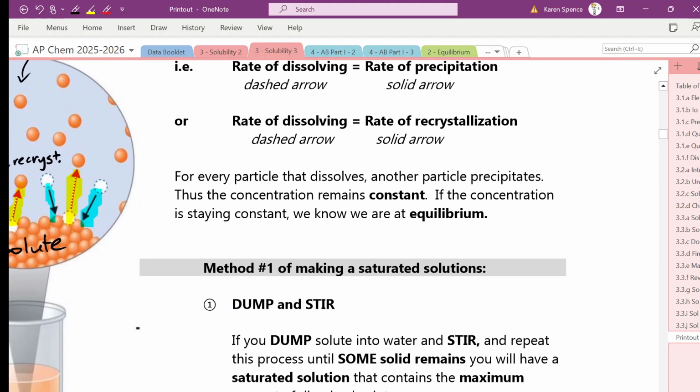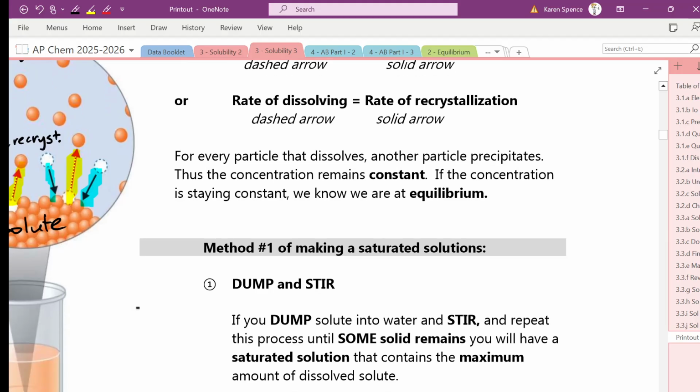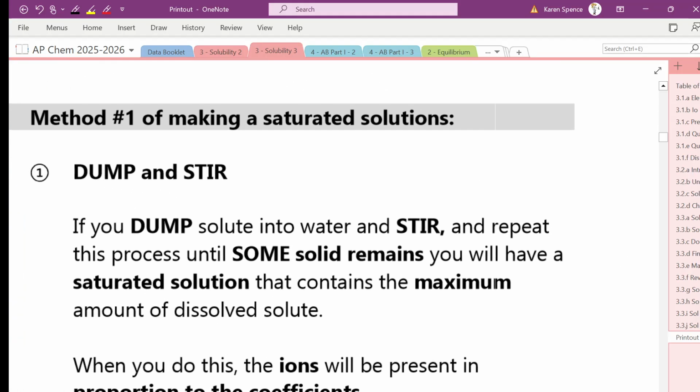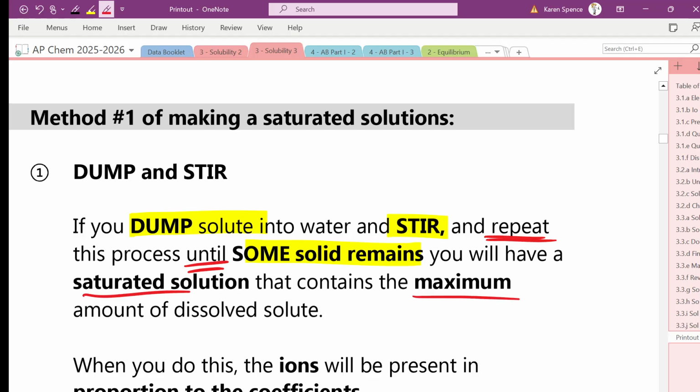All right. So this brings us very nicely to method 1 of making a saturated solution, which is the dump and stir method. That is the official name. No, it's not. That's just what I call it. You dump in the solute and you stir it. And then you just keep doing that until some solid remains, which means you now have a saturated solution. So dump the solute, stir it, repeat until some solid remains. That means you have a saturated solution. You have the maximum amount of dissolved solute.